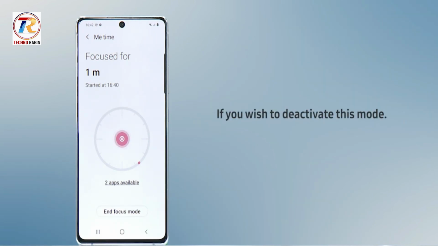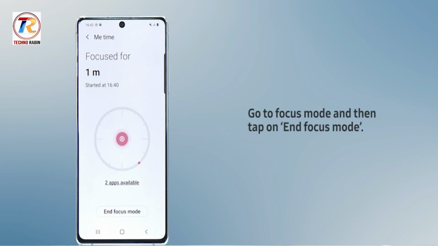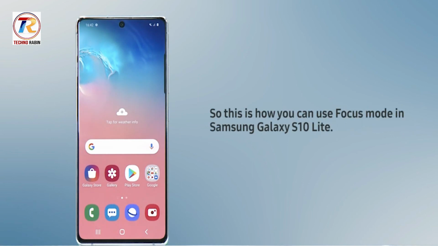If you wish to deactivate this mode, then go to focus mode and then tap on End Focus Mode. So this is how you can use focus mode in Samsung Galaxy S10 Lite.